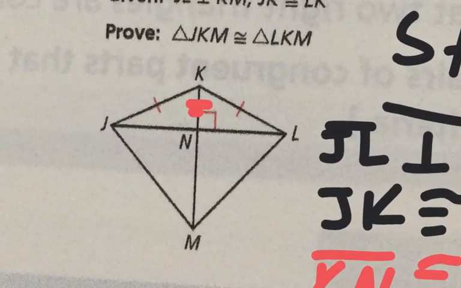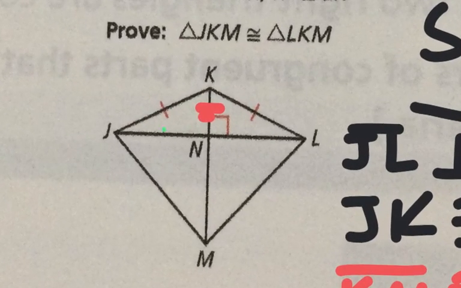So if I zoom in here, that means that this piece and this piece must be congruent. That means that this angle and this angle must be congruent. And it means that this angle and this angle must be congruent, right? All the pieces must be congruent.